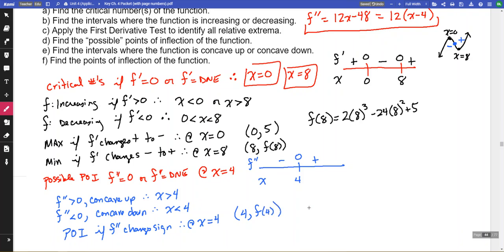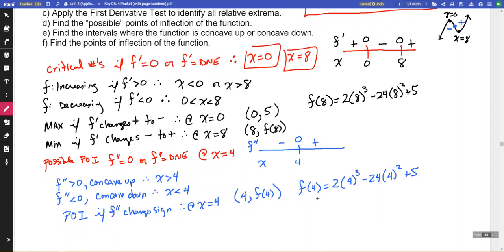and that's going to be the point for f of 4. Where of course f of 4 is going to be equal to 2 times 4 cubed minus 24 times 4 squared plus 5. And if you don't have a calculator, we're not going to be expecting you to do that without a calculator. And if you do have a calculator, then yes, we will expect you to do that.